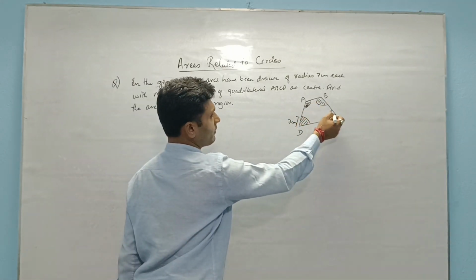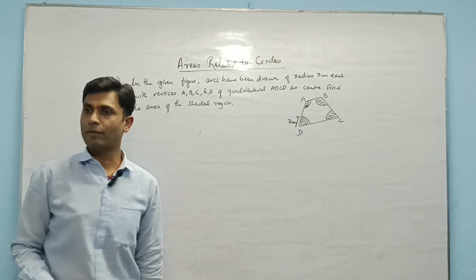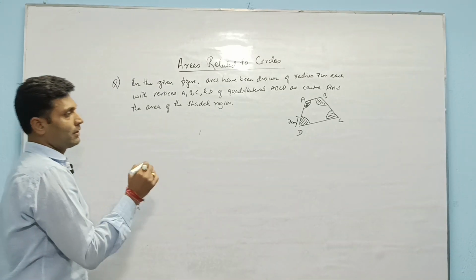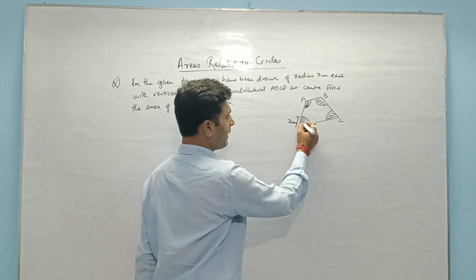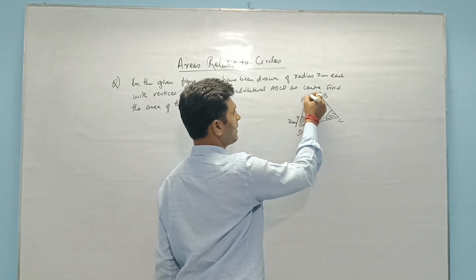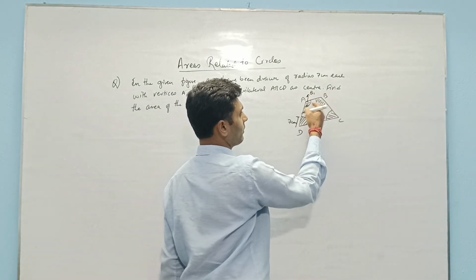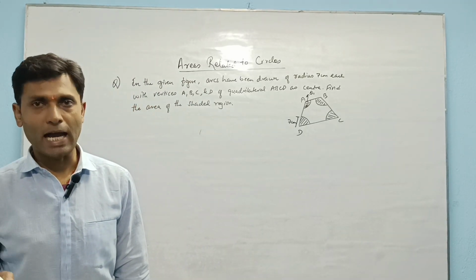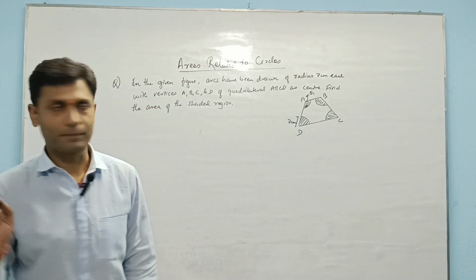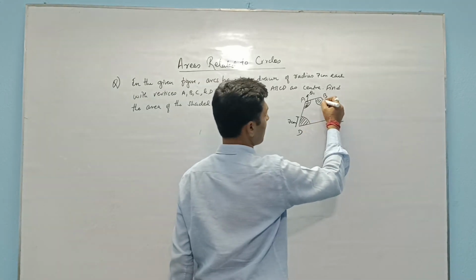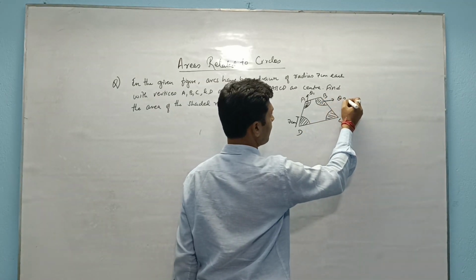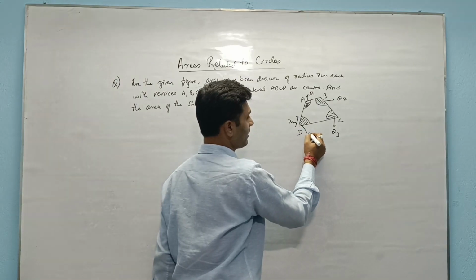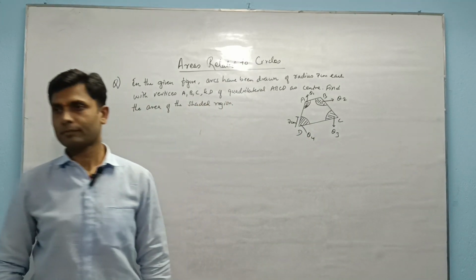Now this portion we have shaded, right? We have to find the area of the shaded region. So let's say this angle is theta 1. The angle which is made at the vertex A, I'll take it as theta 1. The angle which is made at vertex B, I'll take it as theta 2. Likewise, here this will be theta 3 and this is theta 4.